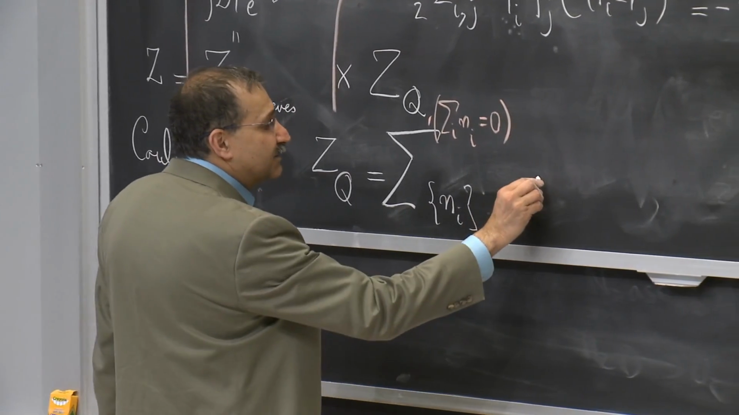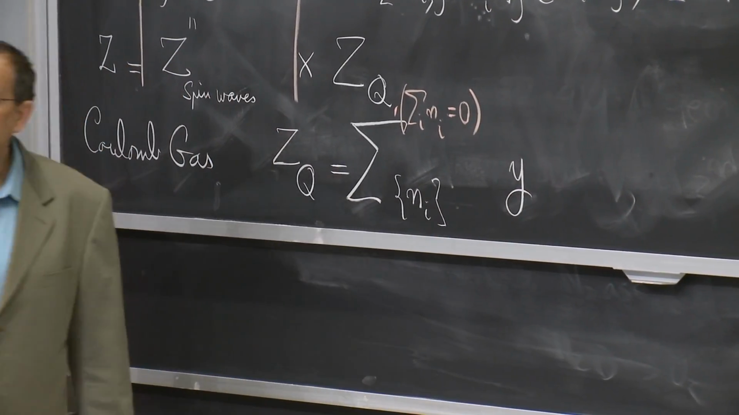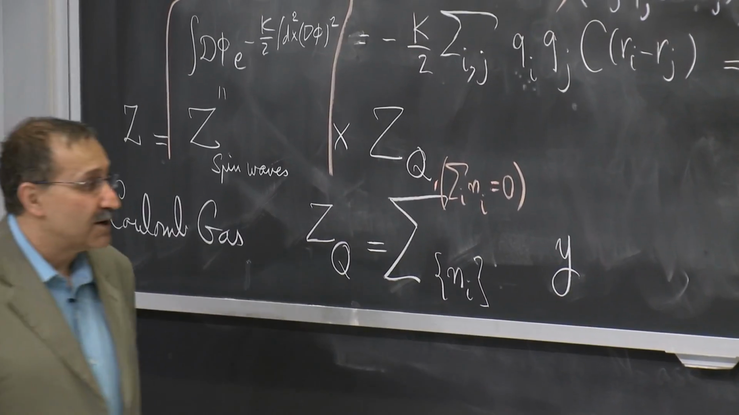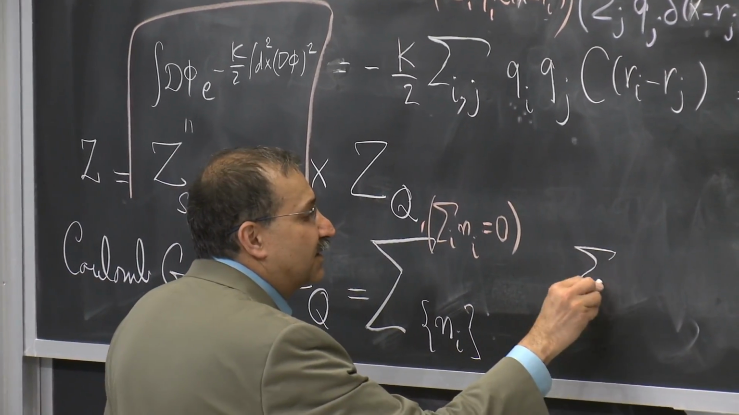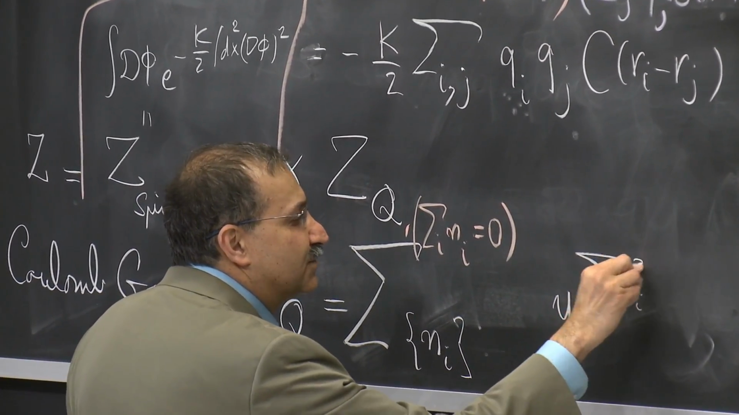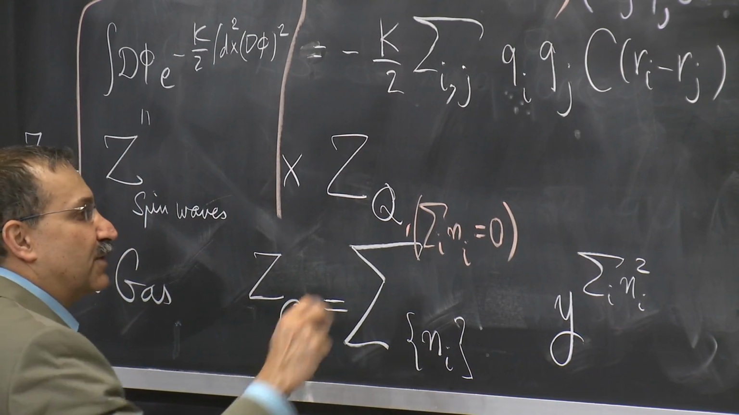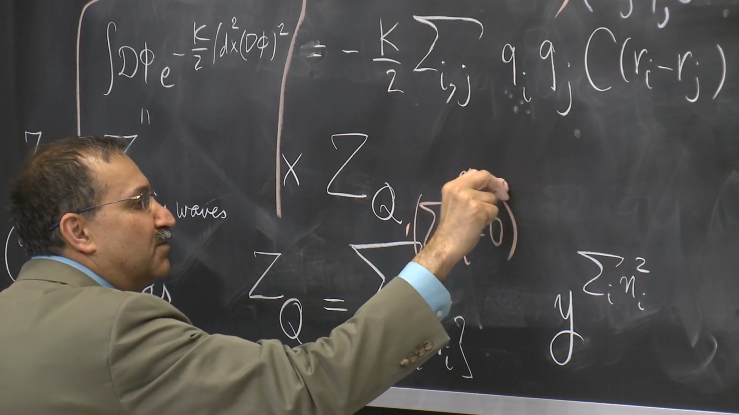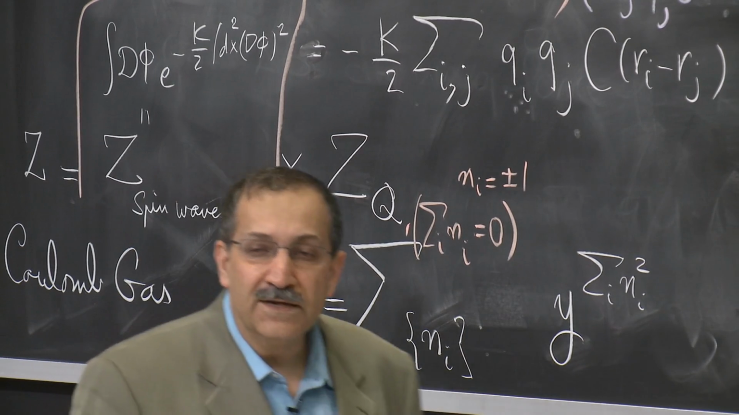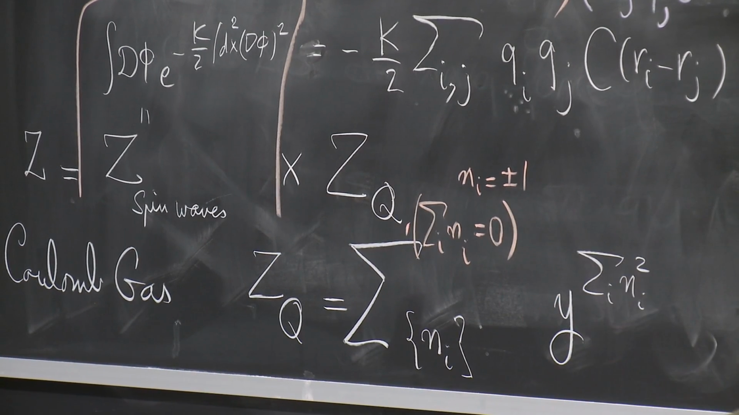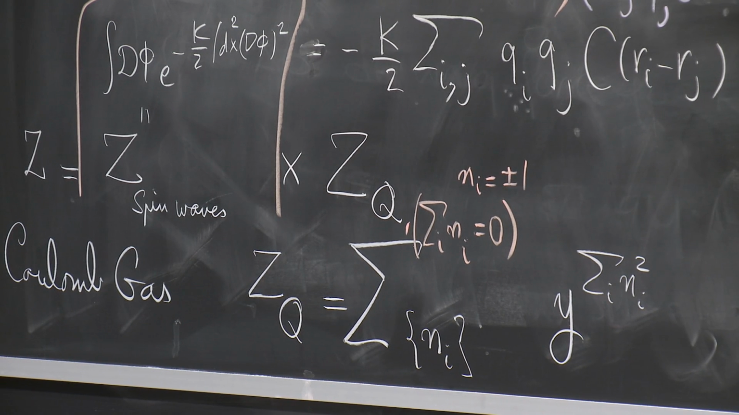So I have essentially y raised to the power of the number of charges. Let's call this sum over i of n_i squared. And I'm actually just going to constrain n_i to be minus or plus 1. I'm going to only look at these primary charges. So this sum over i of n_i squared is just the total number of charges, irrespective of whether they are plus or minus. It basically is replacing this.